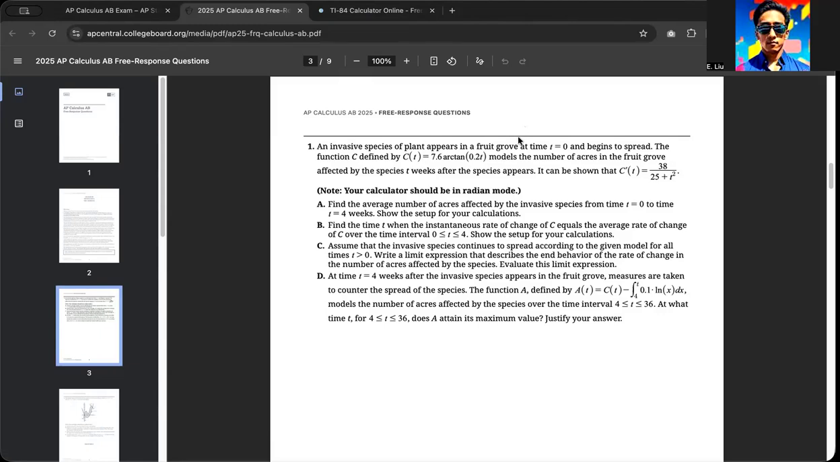Okay, that is our FRQ number 1 for 2025, showing you how to get the maximum score that you can on this AP test, going in with some confidence of what to do.